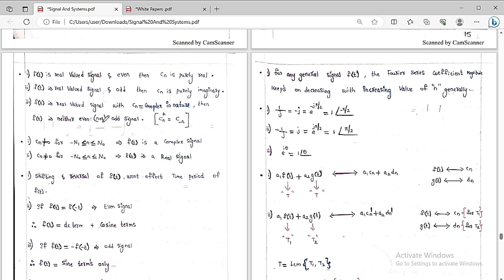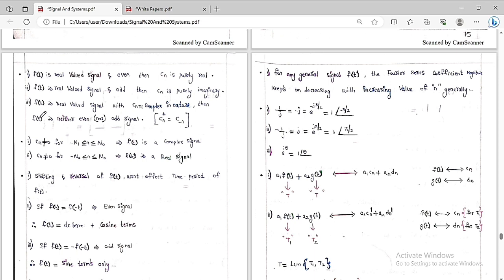Suppose f of t is a real value signal and odd, then what is going to happen? When f of t is a real value signal and odd, a0 is equal to 0, an is equal to 0, and bn is not equal to 0, and Cn is equal to an by 2 minus j bn by 2. As an is equal to 0 and bn is not equal to 0, Cn is purely imaginary.